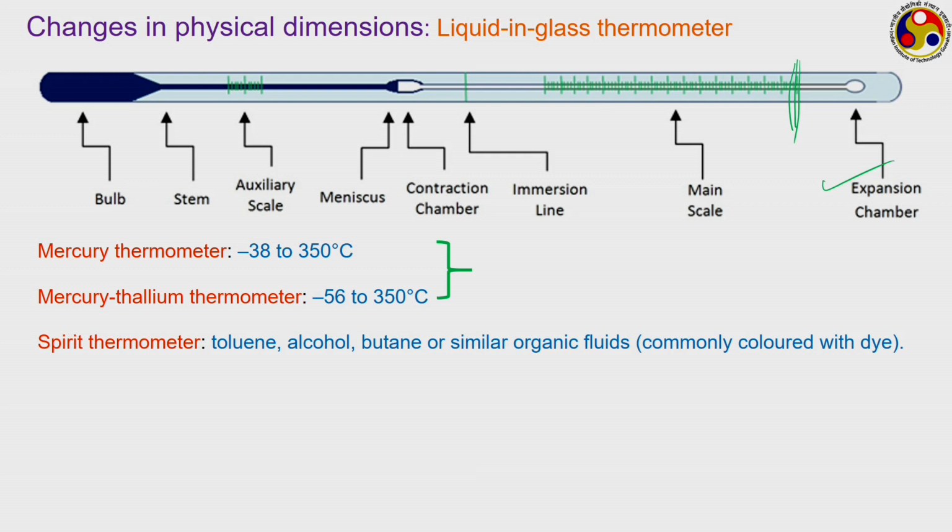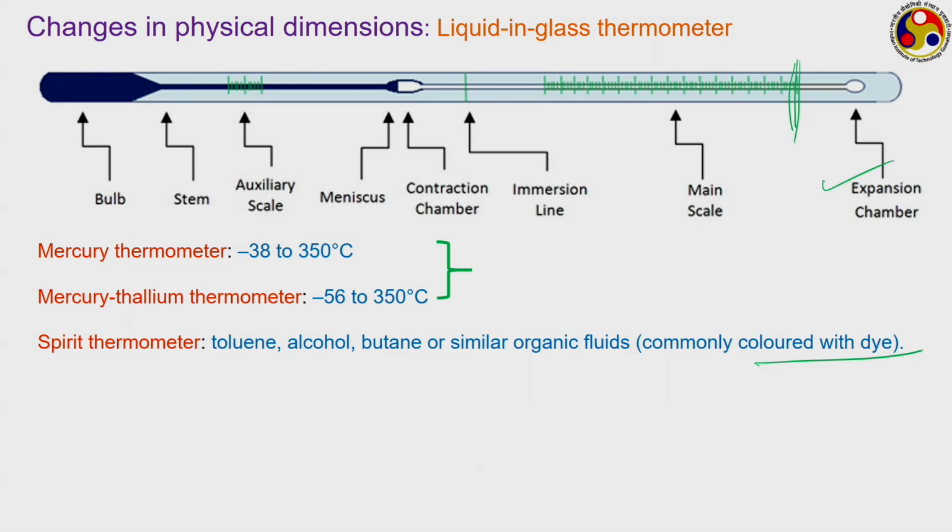Now, the option for replacing them can be a spirit thermometer. There can be several organic fluids, such as toluene, alcohol, butane; they can also be options. One problem with them is that they are opaque in nature, so it may be difficult to observe their rise, that is why they are often colored with a certain kind of dye, red or blue dye being very commonly used.